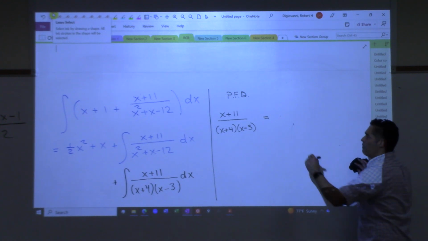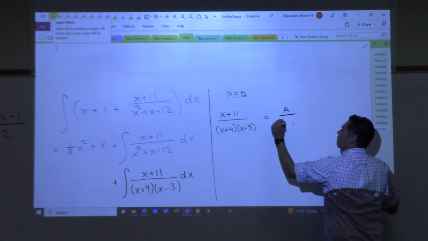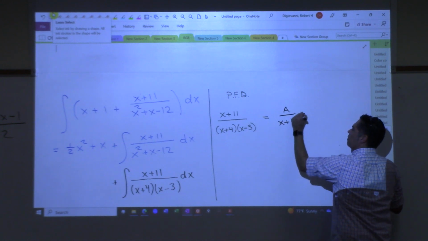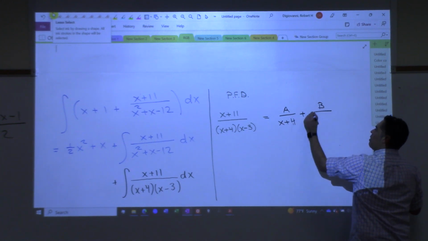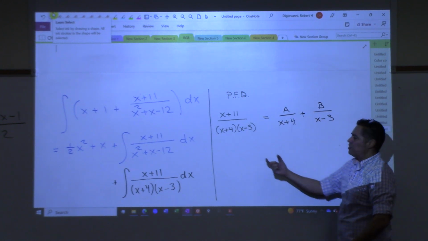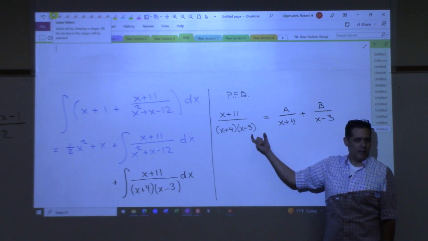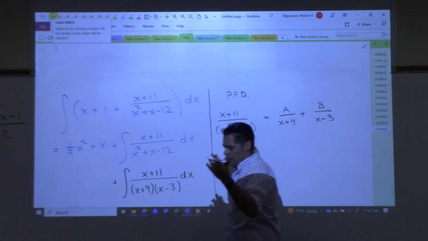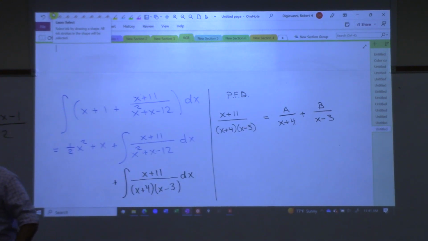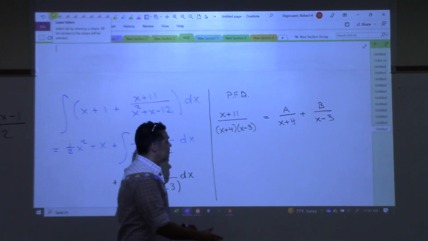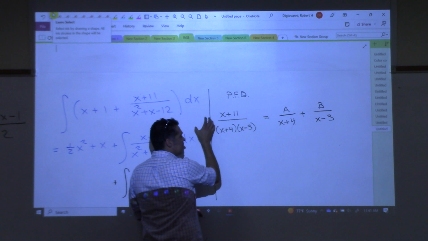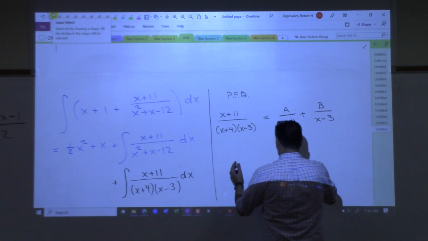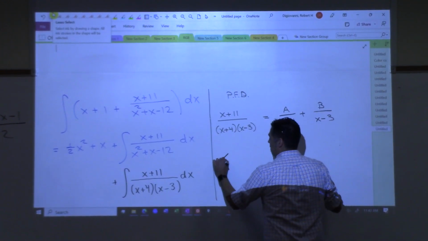A over x plus 4 plus b over x minus 3. Because I have two linear factors down here, each of those linear factors will have some constant on top of it, and I'll have two of them. Now I clear the denominator, right? So I multiply the left side by that and the right side by that. I think I'm just going to go right to it.